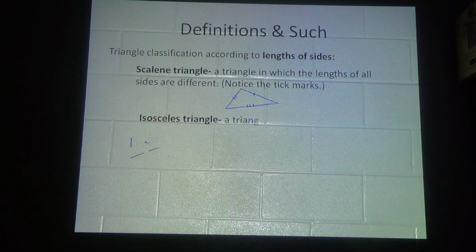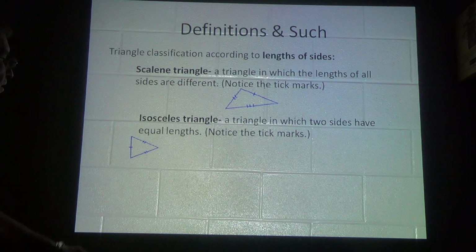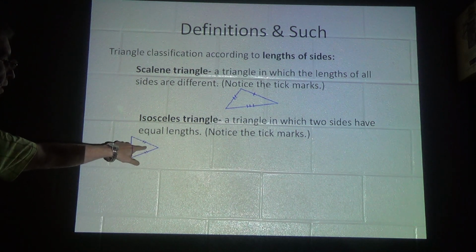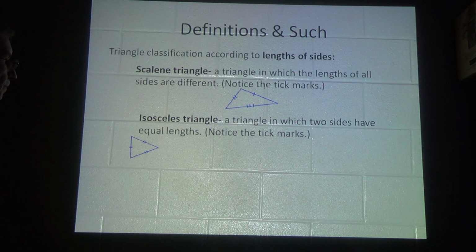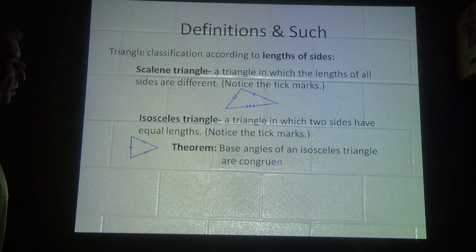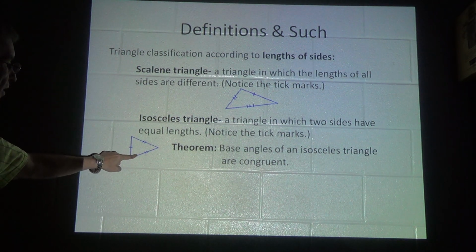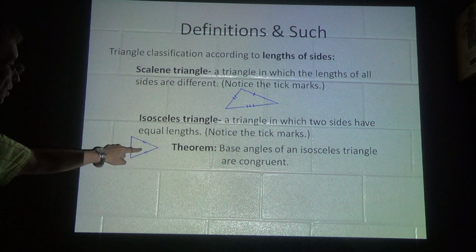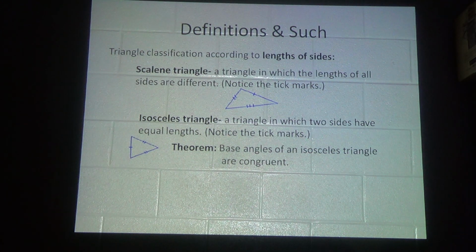Okay? Then you have an isosceles triangle, a triangle in which 2 sides have equal lengths. Notice the tick marks. Okay? These 2 are the same. This one is different. Then you have a theorem here. It says the base angles of an isosceles triangle are congruent. So the base angles are always these that are directly across from the 2 sides. Okay? That are congruent. So in this case, that's what we have.